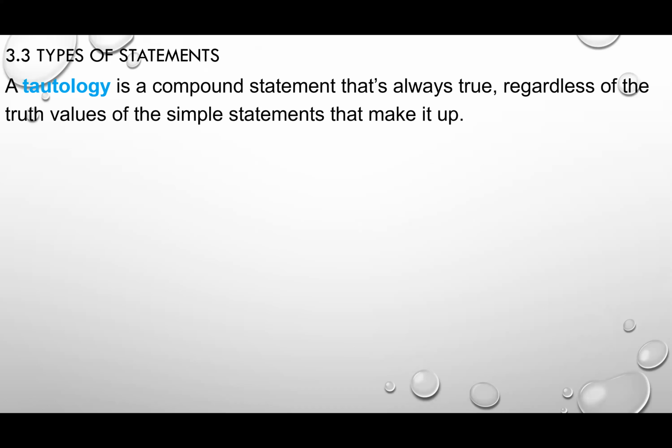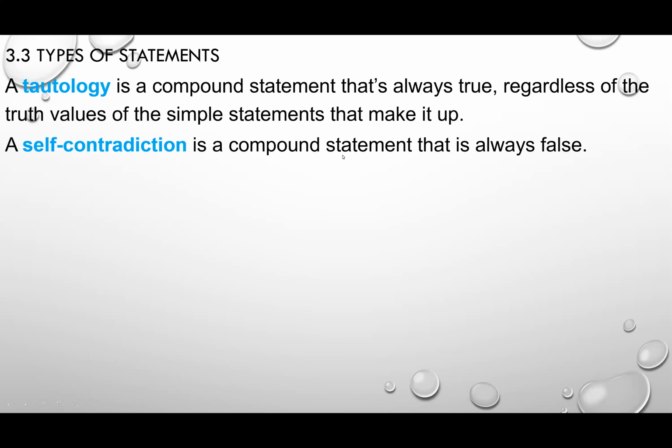And on the other side of the spectrum, how can a statement be a contradiction? Well, if you construct your truth table and the final step, the last result, is all false, then it is a self-contradiction. So those are the two extremes: you either have all true, a tautology, or all false, a self-contradiction. If you have a mixture, then we say neither a tautology nor a contradiction.